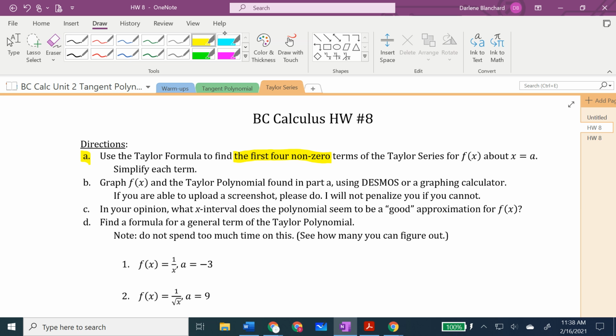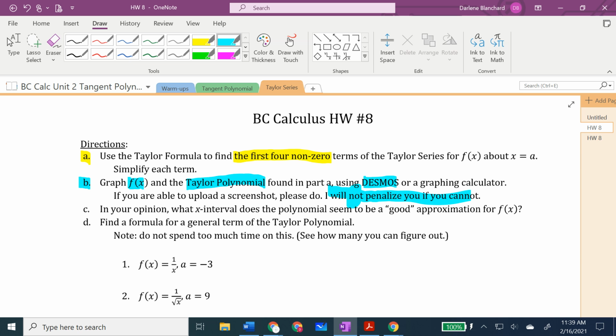After you do that, I want you to, for the sake of your understanding of what's going on, using Desmos or a graphing calculator, graph the function that you were given and then the Taylor polynomial that you find in part A, and take a screenshot. If you're not able to upload a screenshot, I do not want you to sit there and draw this out. That's a waste of your time. So if you cannot, I will not penalize you. I'm not going to expect to see a picture. I will assume, if you don't have a picture, that you just weren't able to upload a screenshot, or that was too difficult to do, and that you did look at the picture. Do you get what I'm saying?